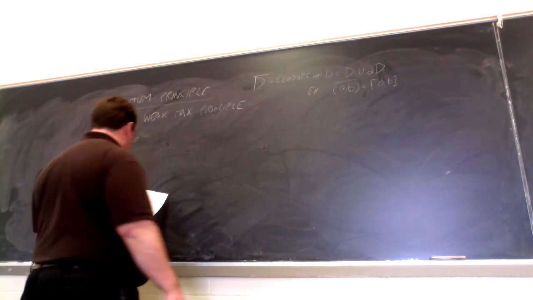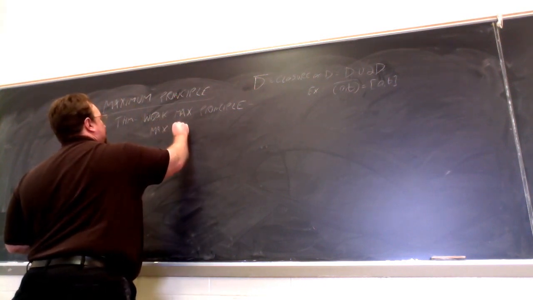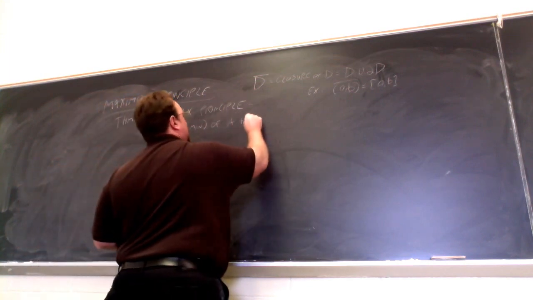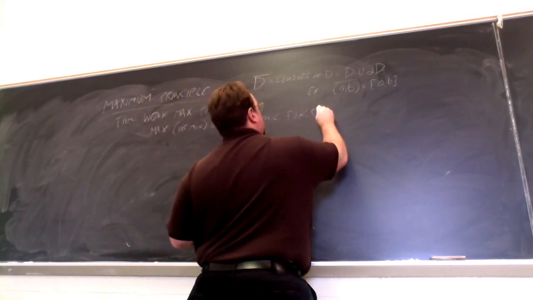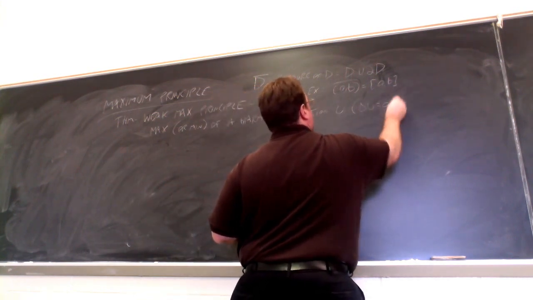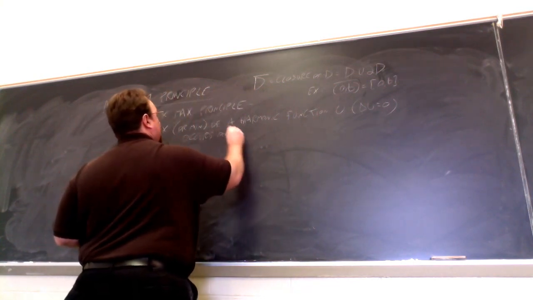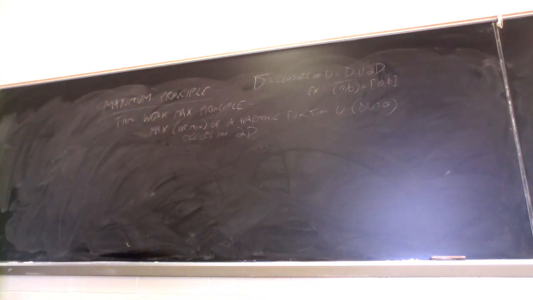So the weak maximum principle says that the maximum, and by extension, the minimum of a harmonic function u, a solution of Laplace's equation, occurs on the boundary. Okay. So whatever extremes your function has, they must be assumed on the boundary.